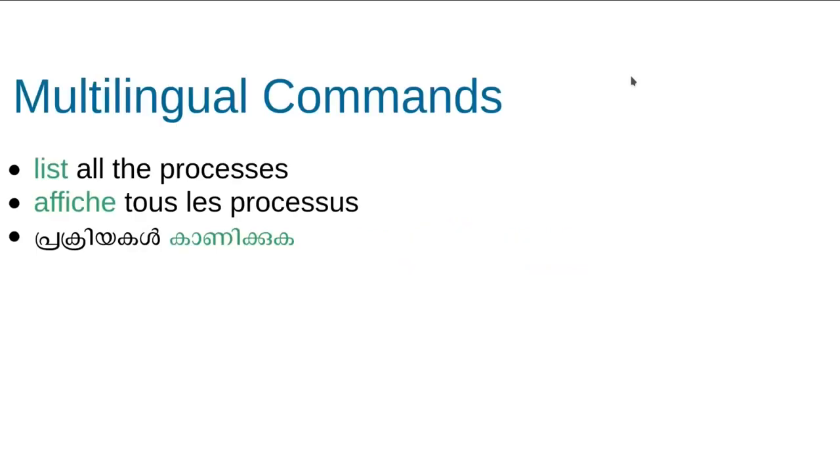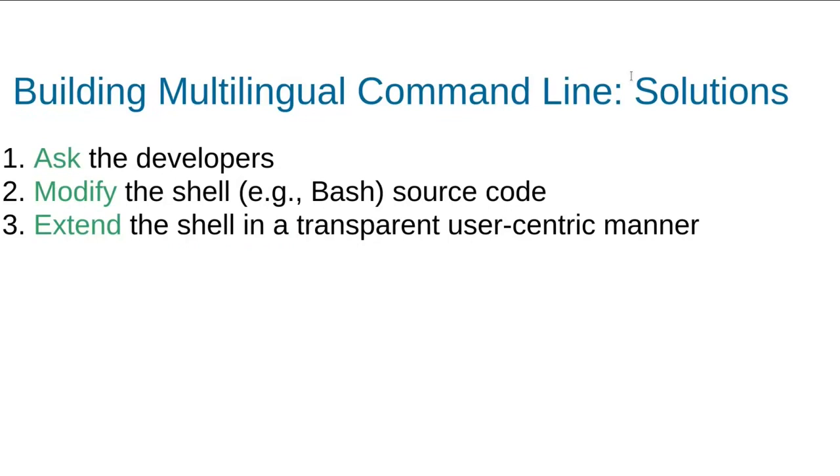Taking the example of three languages, English, French, and Malayalam, I want to illustrate multilingual commands, or imperative sentences, to list all the processes. First one, in English, list all the processes. In French, affiche tous les processus. In Malayalam, prakriyagal kanikkuga. Please note that I've highlighted the action verbs in these three sentences. Note their position. Note that the action verb may not come in the first position. Look at the third example.